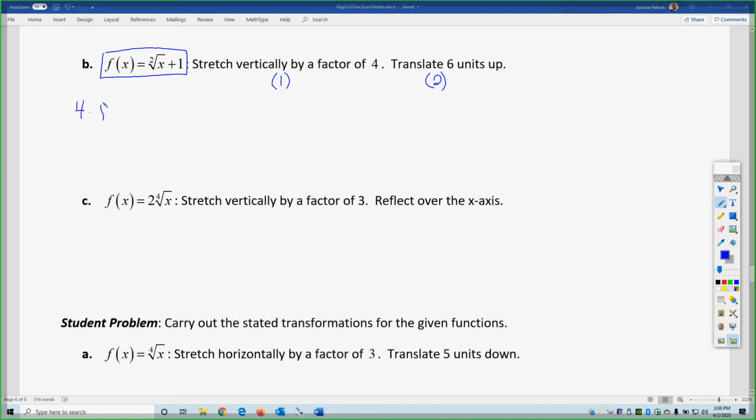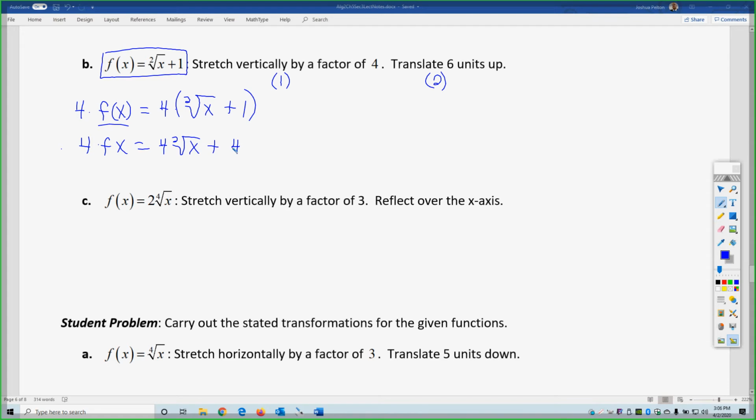So it's 4 times y, because it's straightforward on the outside. So that's 4 times the square root of x plus 1, which is incorrect, as this is 4 times the entire f of x. Thus, you need parentheses. So 4 times f of x equals 4 square roots of x plus 4.